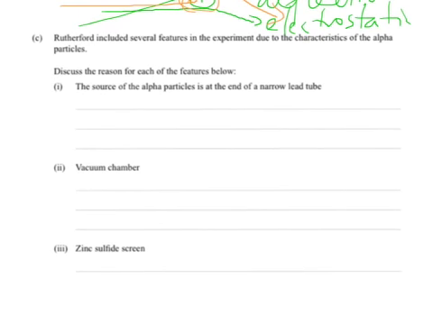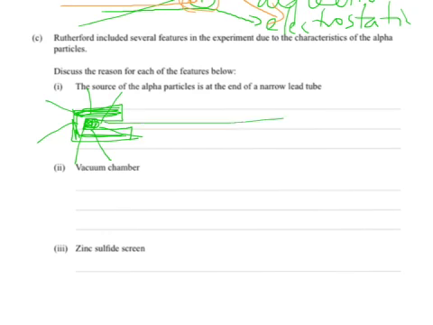Okay, C. Rutherford included several features in the experiment due to the characteristics of the alpha particles, and we now want to know his reasons for this. So, part 1, the source of the alpha particles is at the end of a narrow lead tube. So here is your lead, and here's your alpha source right in there. This means as the alpha particles radiate from the source in all directions, the lead is going to absorb them in all of these directions, meaning you'll have a narrow beam, if you like, due to the lead absorbing, except through that narrow tube. So we would call that collimation, I believe, collimating.